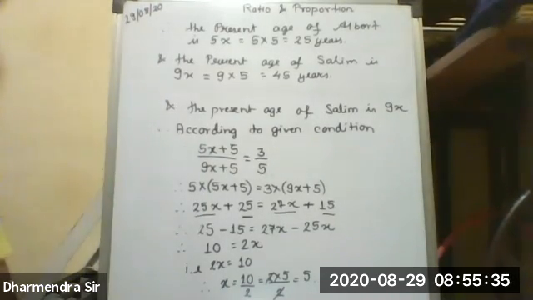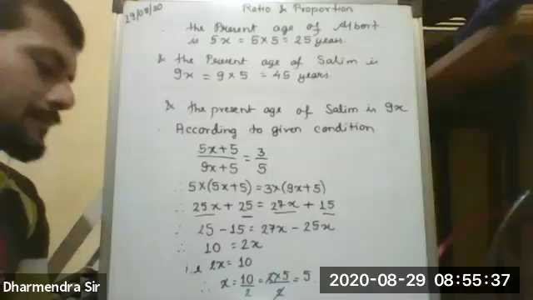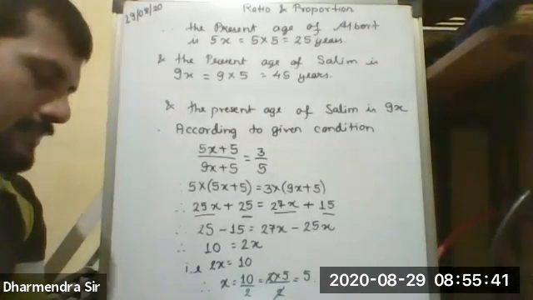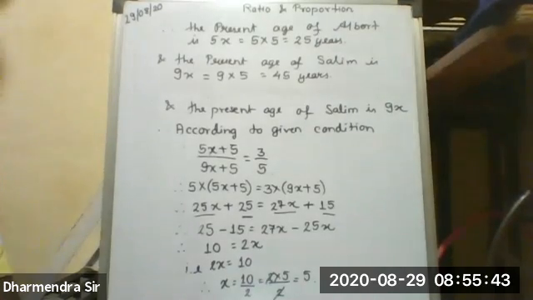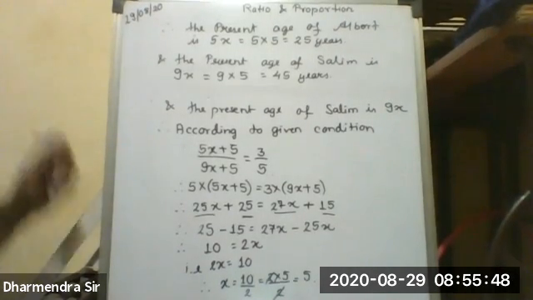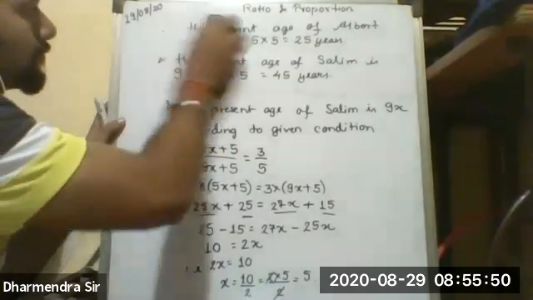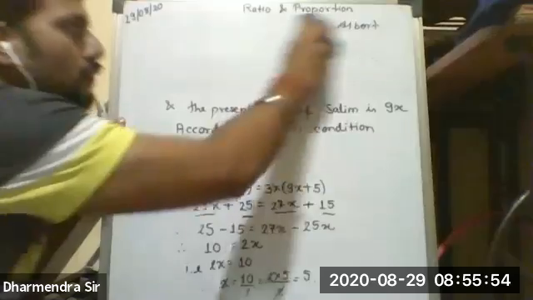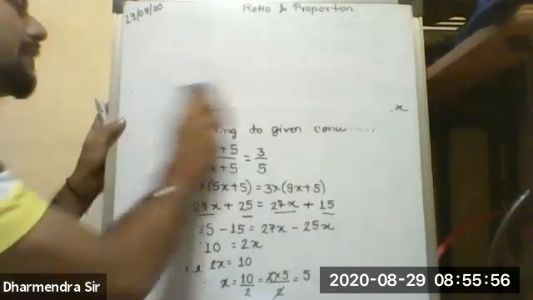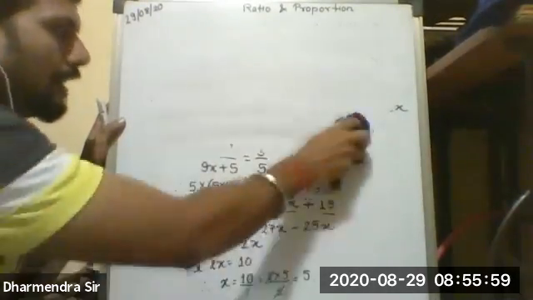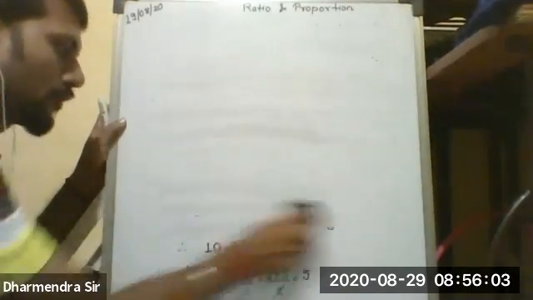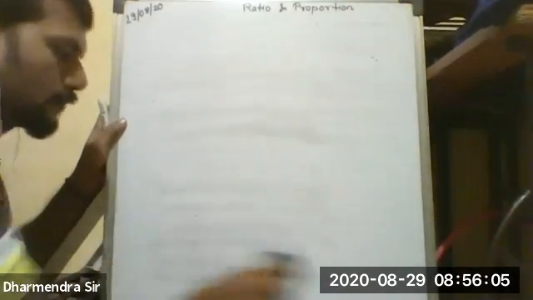Now we'll start with a new concept of ratio and proportion, that is operations. Operations on equal ratios. Operation means we are having more than one operation, and it is of different forms. First is invertendo. After that we have alternando, after that componendo, and after that dividendo. These are all the operations.